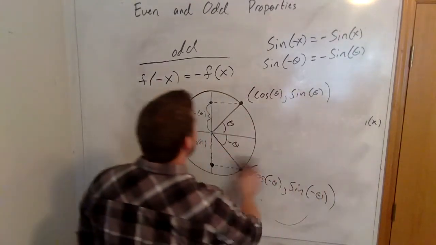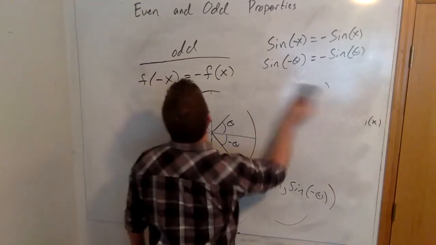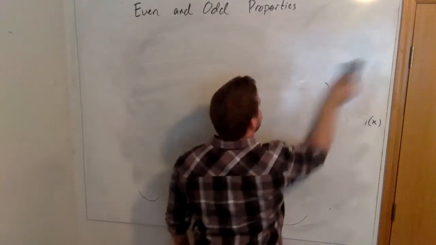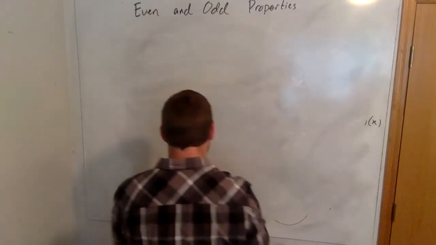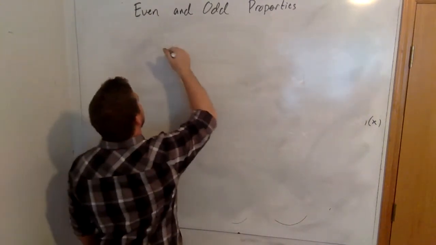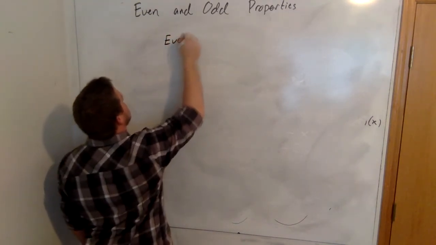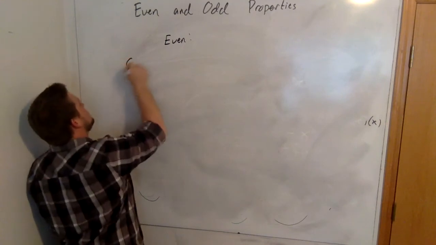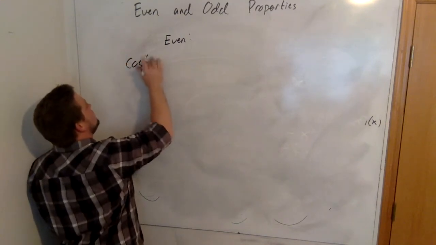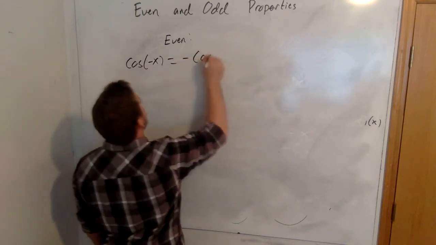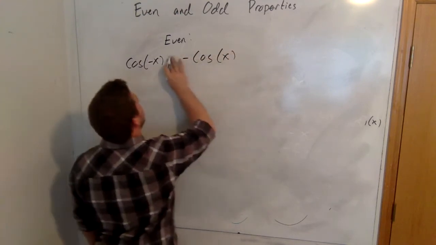Cool. Okay, I'm going to go ahead and erase what we have here. So let's write these up. We have evenness. We have functions that are even. What are our even functions? Well, we know that cosine of negative x is equal to cosine of x.